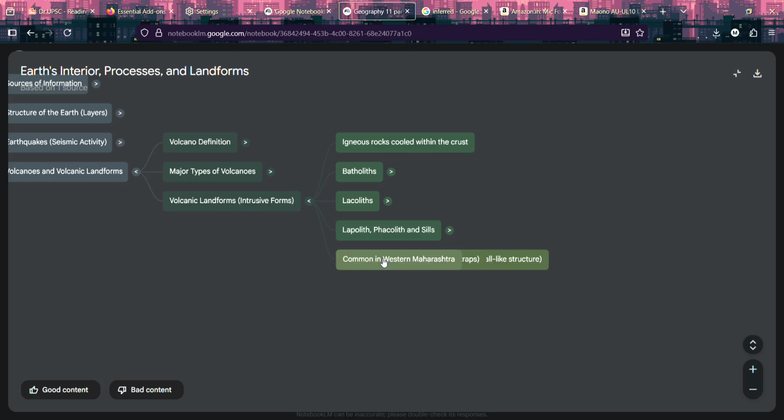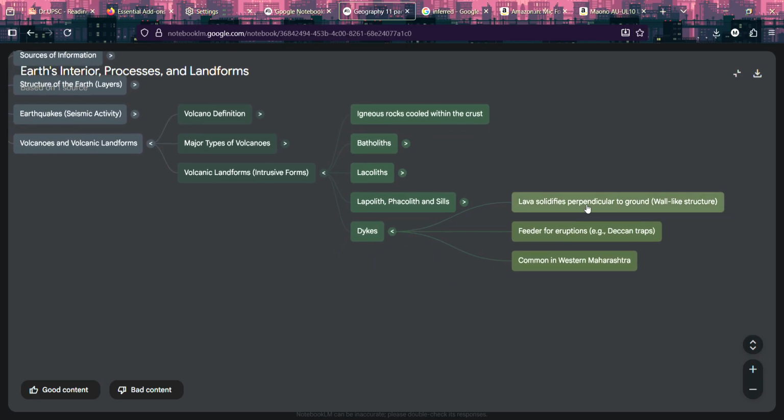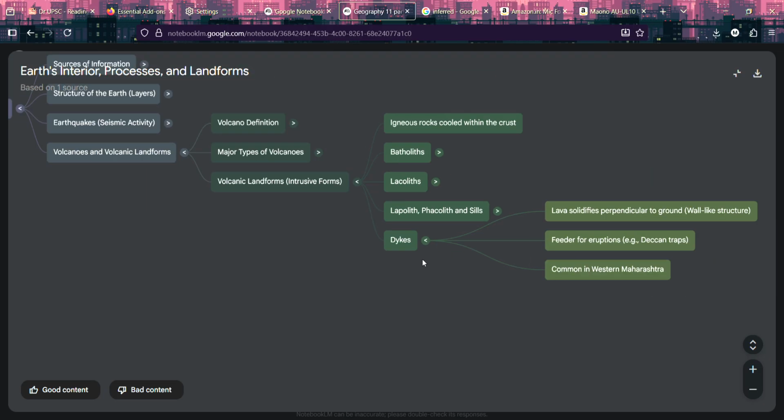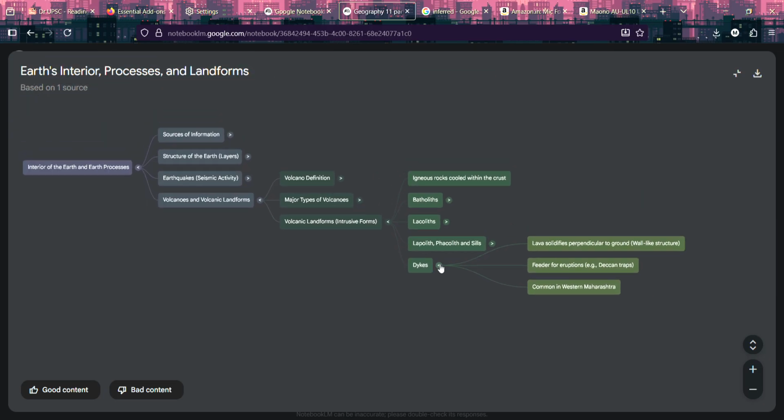And a dike is lava solidified perpendicular to the ground, a wall-like structure, a feeder to eruption, like the Deccan Traps. One more time, we have the Deccan Traps as dikes. And the last one is common in Western Maharashtra.